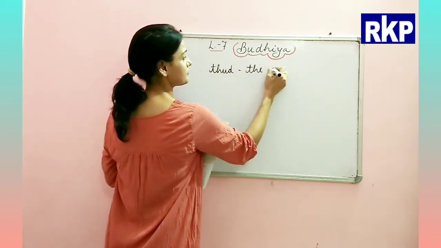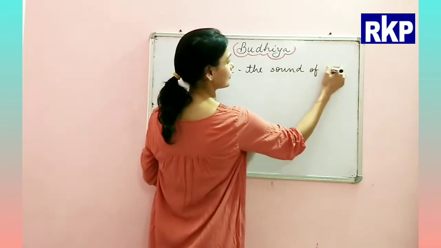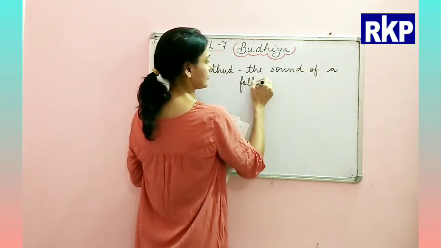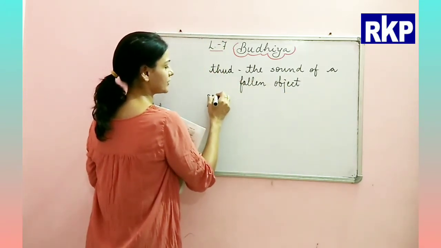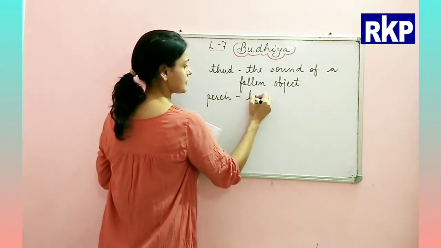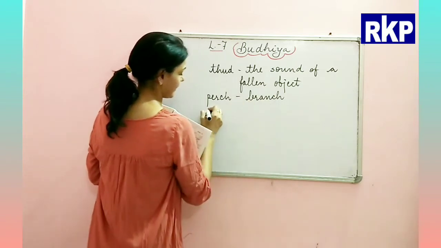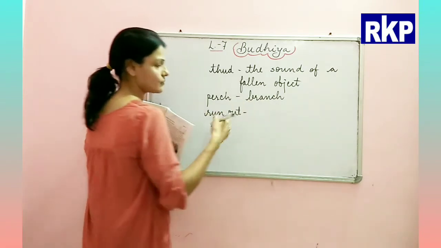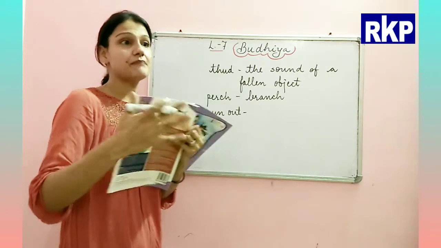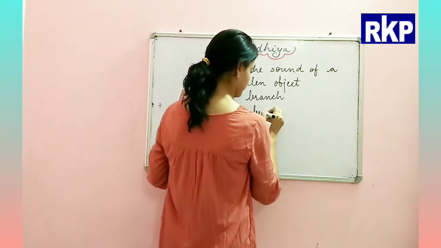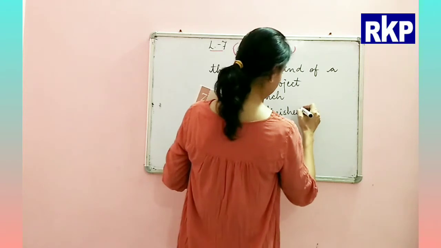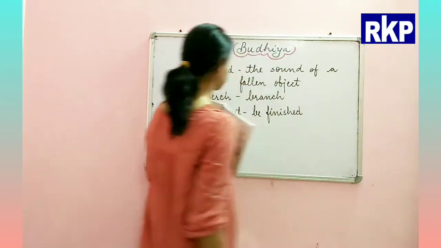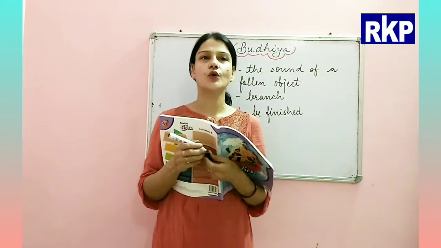What do we call it? Thud: the sound of a fallen object. And then there was one more word here, perch. Perch means branch. And then there was a phrasal verb, run out, that means be finished. So run out is also a good phrasal verb to add to your vocabulary.